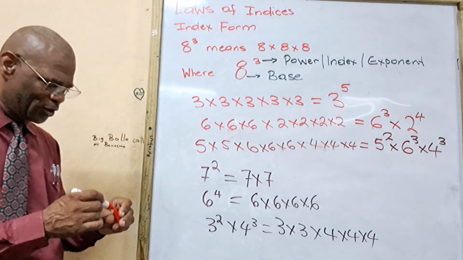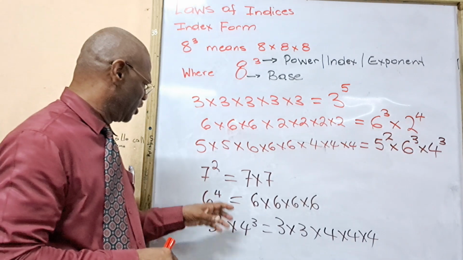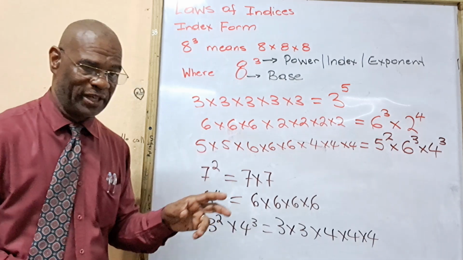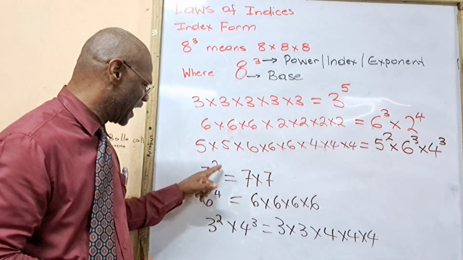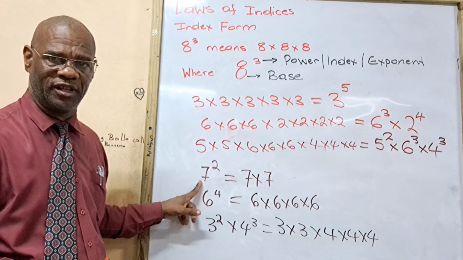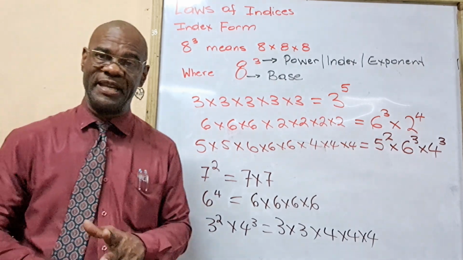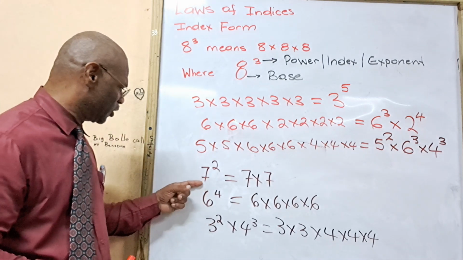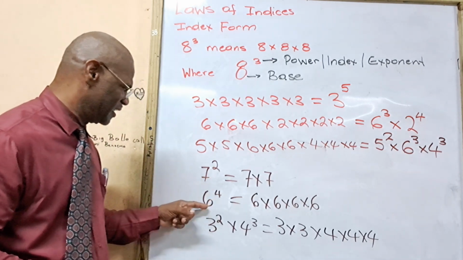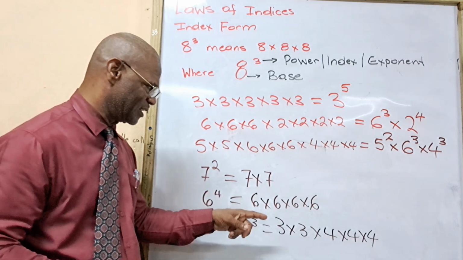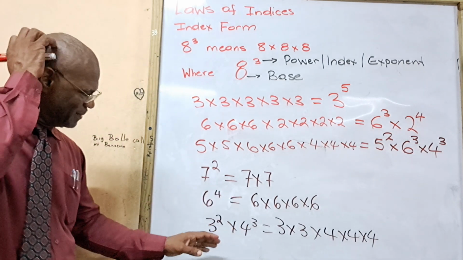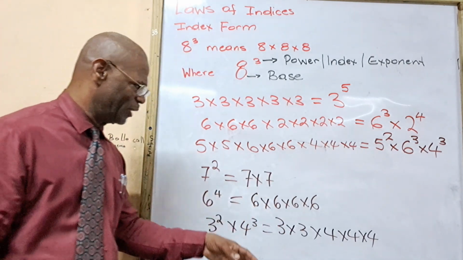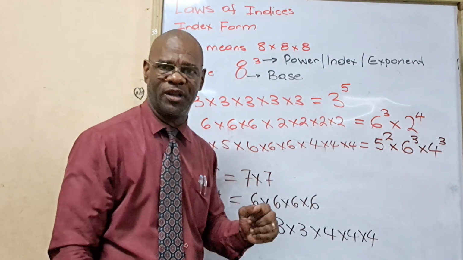Alright? So please note that. When we have the base and the index or power or exponent, it tells us the number of times the base occurs. Alright? So we do not multiply the base by the index, right? At all. It doesn't happen. Alright? And so it's 7 times 7. This is 6 times 6 times 6 times 6. And 3 to the second power means 3 times 3, and 4 to the third power means 4 times 4 times 4.